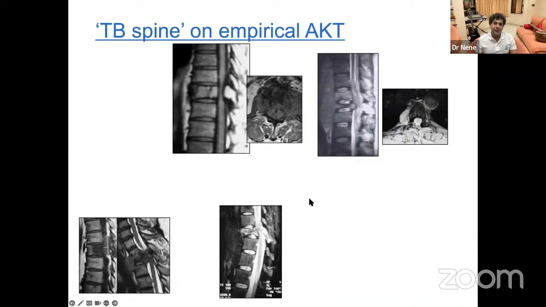Does anyone have any differential diagnosis on any of these? These are all different patients. There's two on the top, two at the bottom. Does everyone agree? Atif, do you think all these are tuberculosis? No, sir.